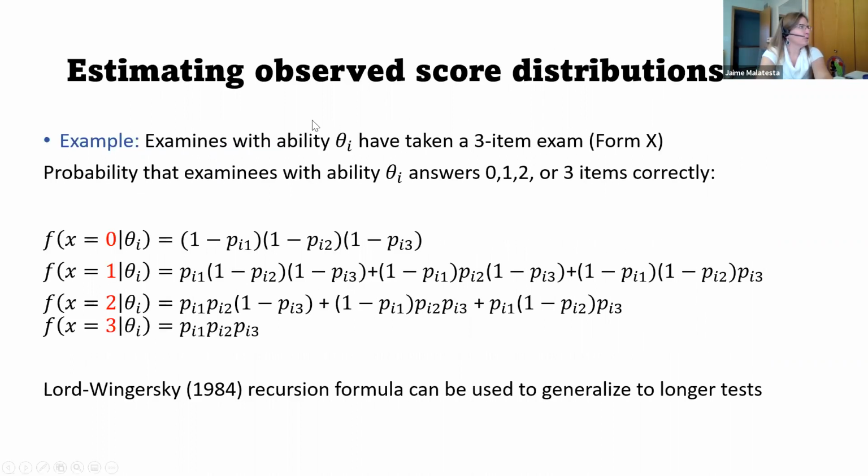Okay, so here's an example of how we estimate observed score distributions for Form X. For this example, we have someone with ability denoted theta i. They have taken a 3-item exam, just for ease of demonstration, Form X. The probability that an examinee with this ability answers either no items correctly, 1 item correctly, 2 or 3 items correctly is what we're going to go over right now.